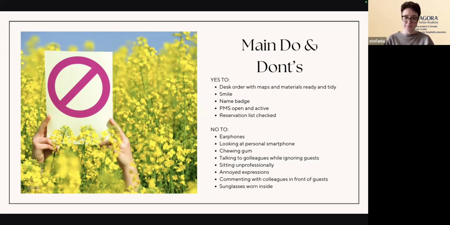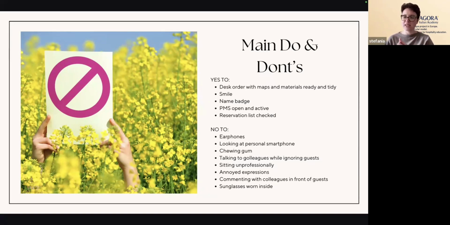No chewing gum, or don't eat in front of the guests, generally. Not talking to colleagues while ignoring guests. This is very frequent, in my opinion, in public places, the bar especially.